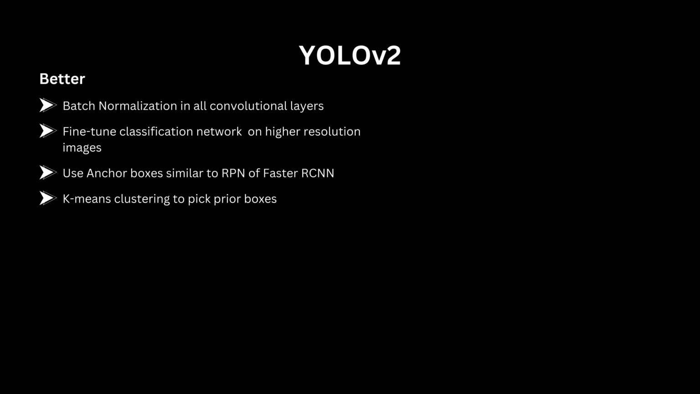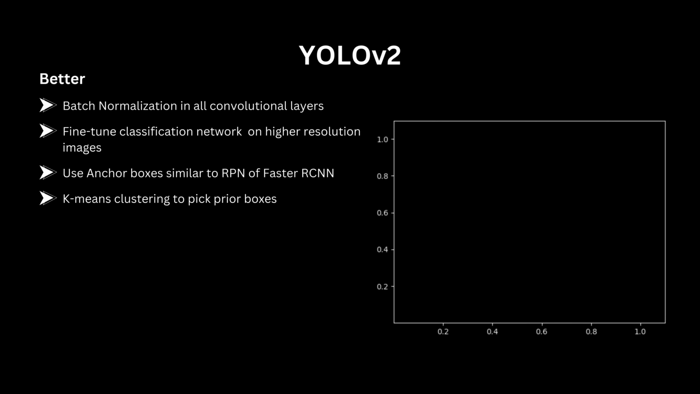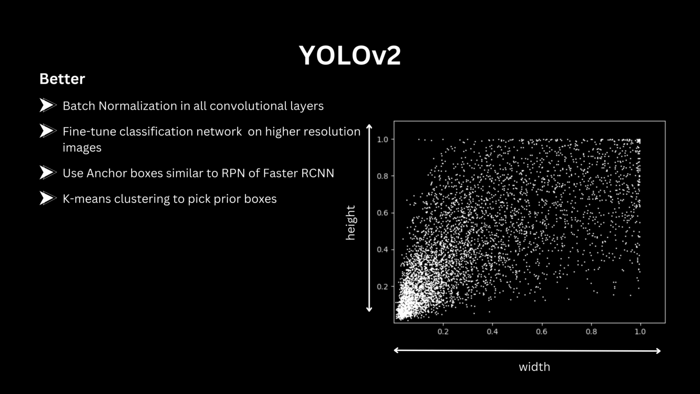We first plot all the ground truth boxes in our dataset. So this graph has width along the x-axis and height along the y-axis. Let's plot the ground truth boxes in the VOC dataset, normalizing them to have width and height between 0 and 1, 1 meaning the ground truth box has the same width or height as the image. Then we'll get this plot.